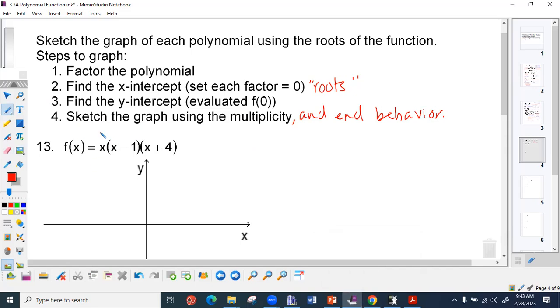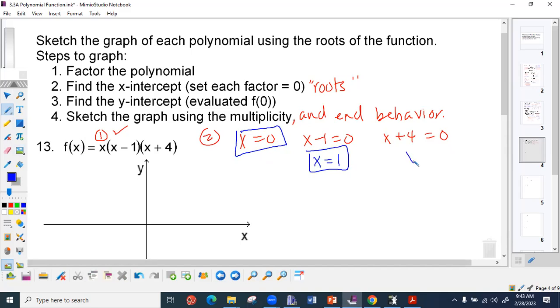All right, so let's follow our steps. Step 1 is to make sure that you're factored. Am I factored? Yes, I am fully factored. Step 2 is to take each factor and set it equal to 0. So I have x equals 0, x minus 1 equals 0, and x plus 4 equals 0. Now I've got to find my roots. So this one's done, right? What's the root here? x equals 1. What's the root here? x equals negative 4.